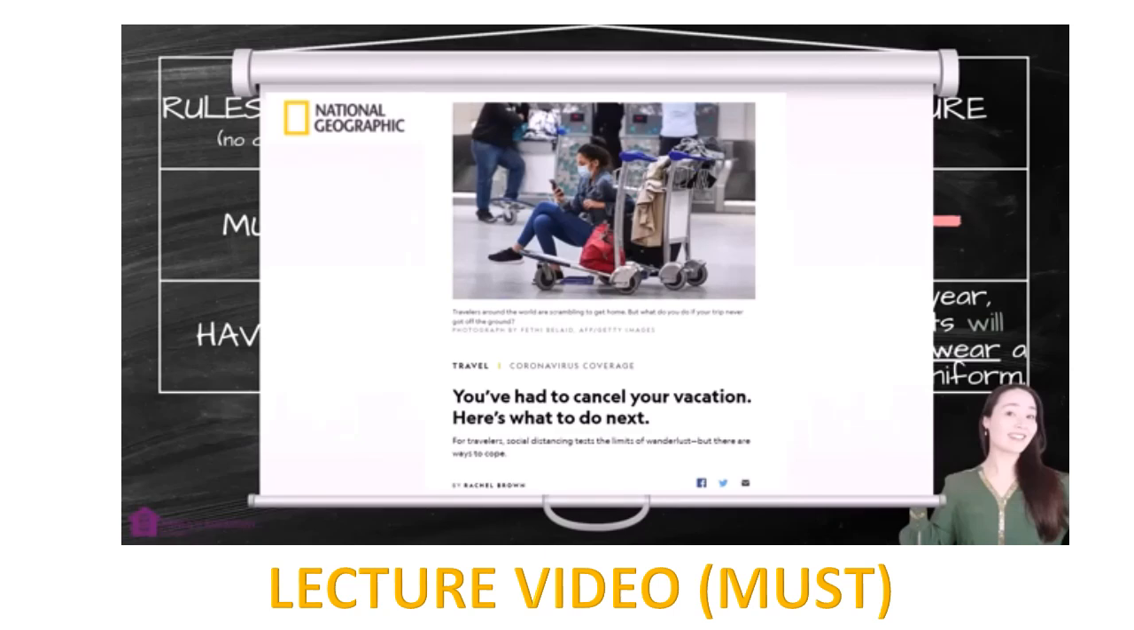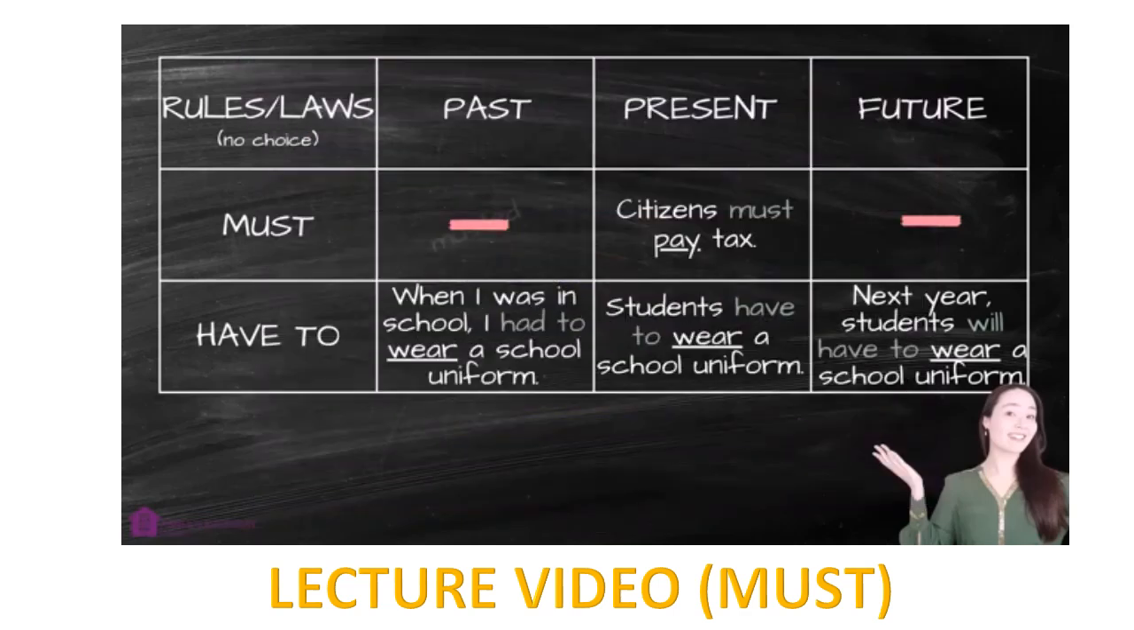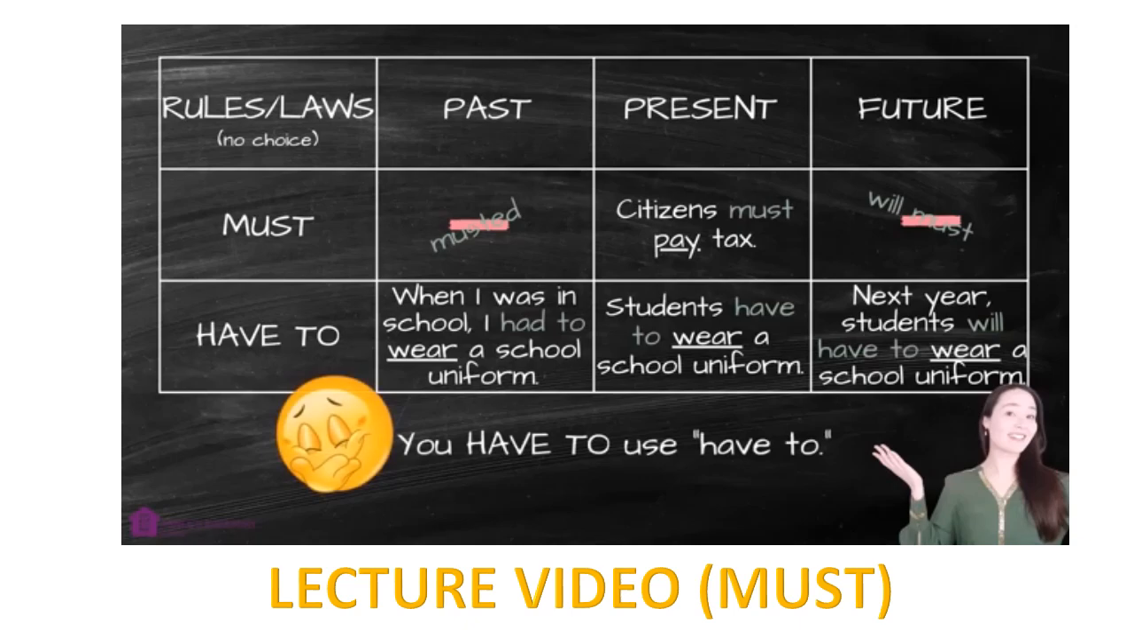Here's a headline from nationalgeographic.com. You've had to cancel your vacation. Here's what to do next. Here we see the present perfect tense being used. So you can see have to is much more diverse in terms of tense. There is no musted. There is no will must. So in your speaking or writing, if you want to change the tense, you need to use have to. You have to use have to.